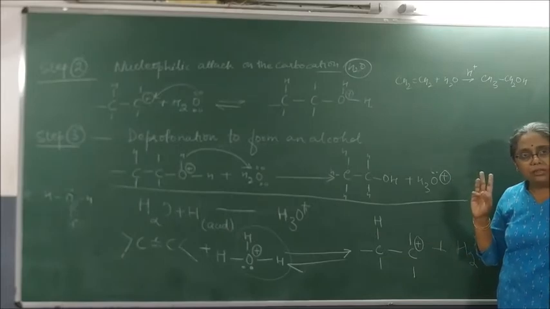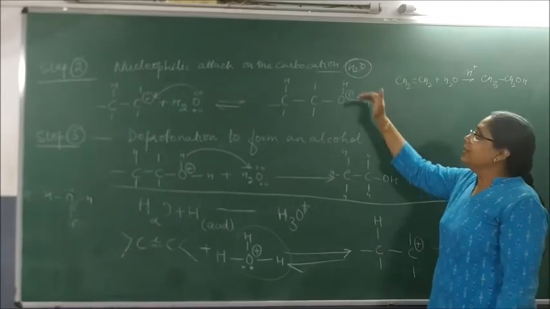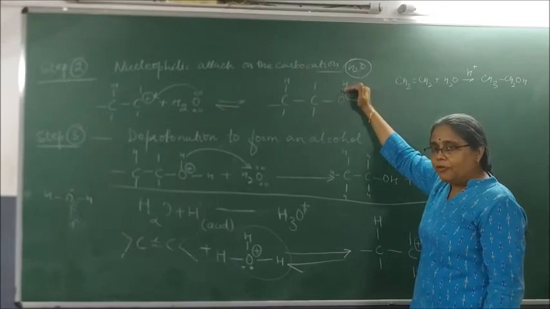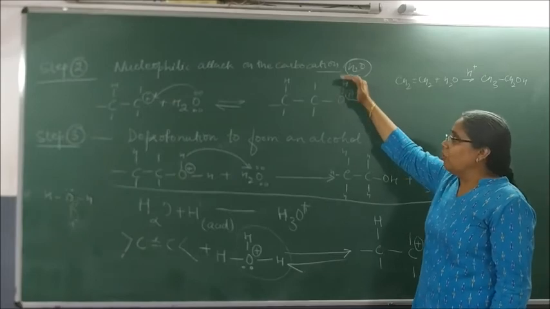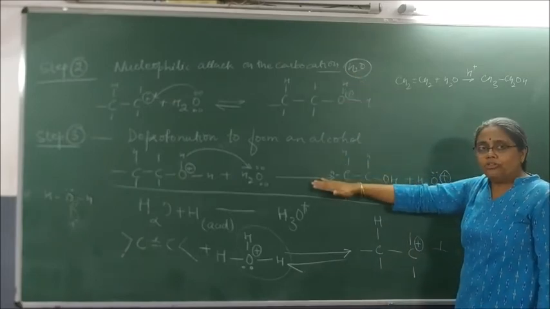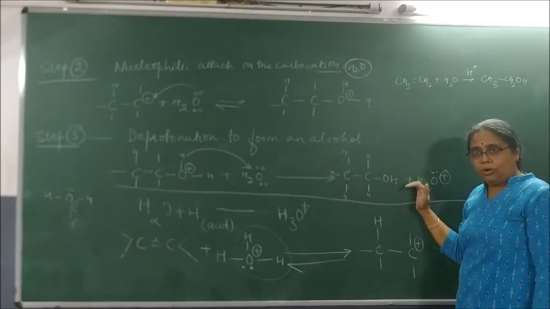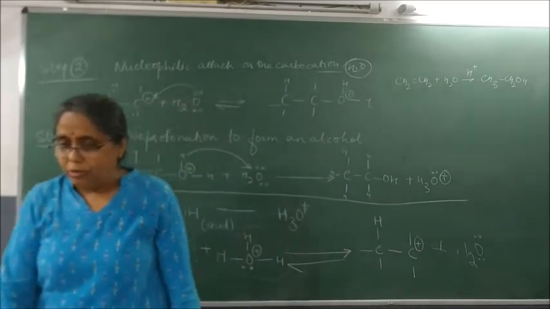It takes place in 3 steps. First step, generation of a carbocation. Second step, attack of nucleophile, that is water, which is an electron-rich species, on the carbocation to form an intermediate complex. Deprotonation to give you alcohol. Clear? Now write the second reaction to form alcohol.